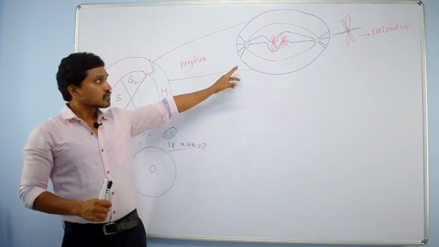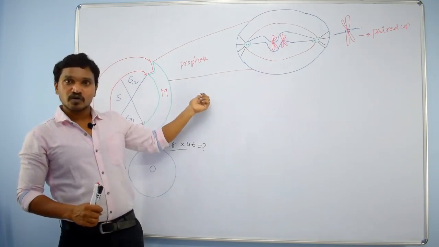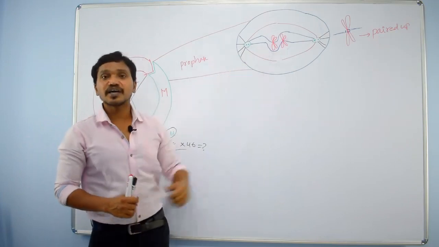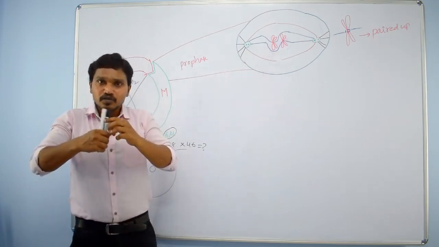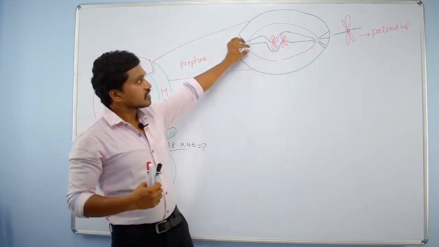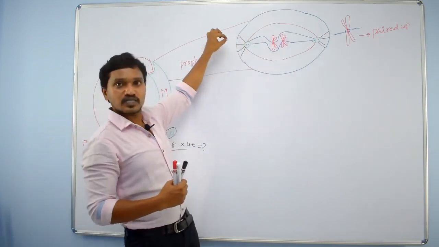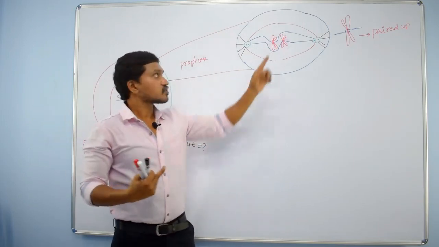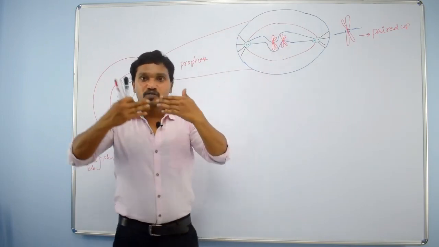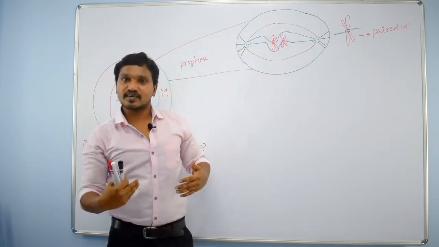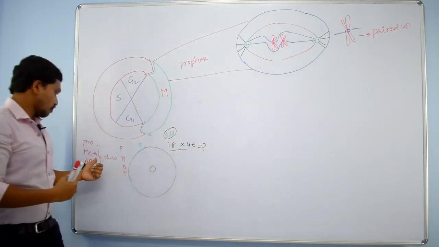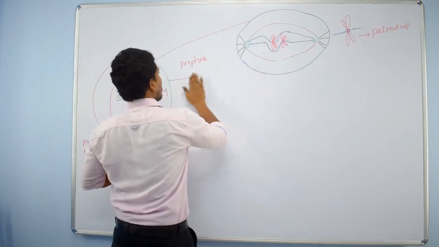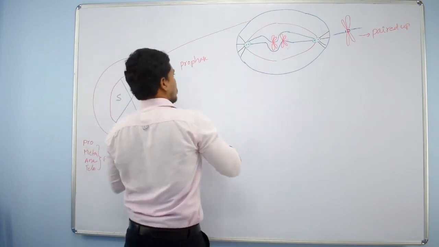Then at the last phase of prophase, these microtubules, what are these microtubules? Kinetochore microtubules. These kinetochore microtubules start contracting. See here, imagine this is one thread. If you pull this thread, what will happen? It will come to the center, right? So here also we are pulling, here also we are pulling. So chromosomes will arrange in the center. That will happen in the metaphase, right? Let me draw the next diagram, that is metaphase.